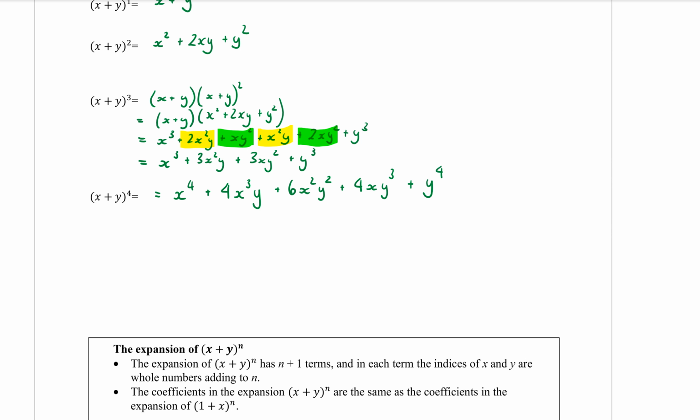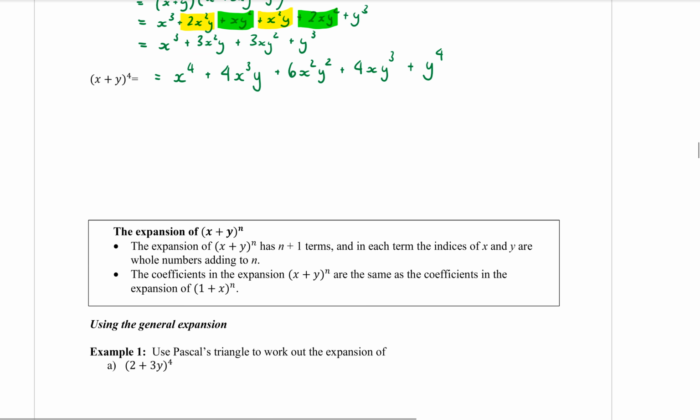So just like what we learnt in the last exercise, when I'm expanding x plus y to the power of n, there will always be n plus 1, which is one more terms than the power that we are given to expand. Also, the coefficients in the expansion are the same as the coefficients from 1 plus x to the power of n, which means they're the same coefficients that we get from Pascal's triangle.